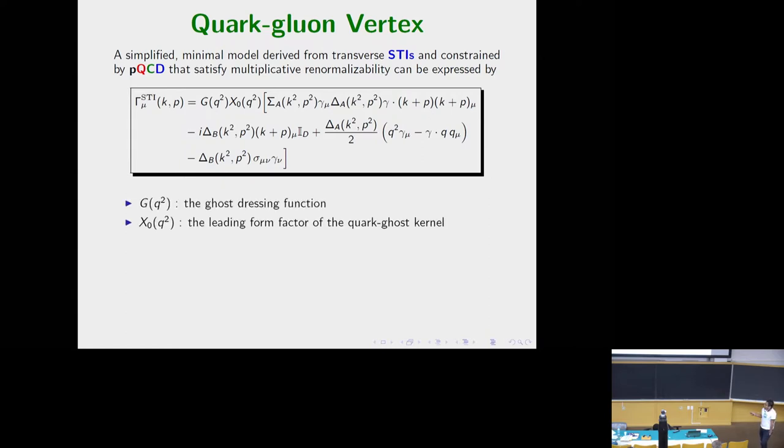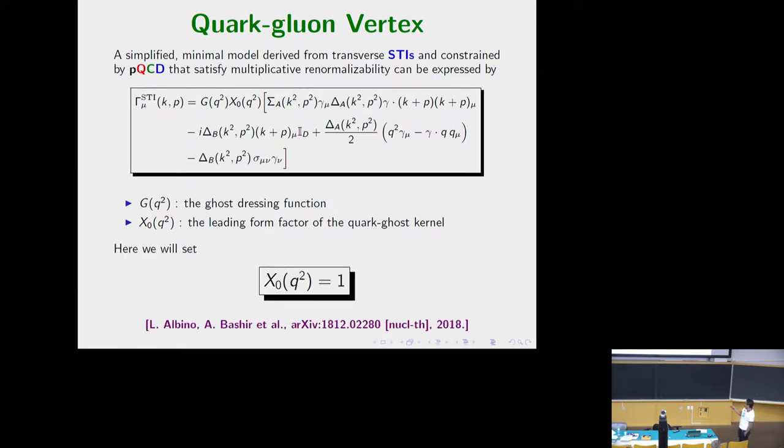Okay, in this expression, I left out some relevant tensor structures. It is in order to have a simplified minimal model. Where this G is the ghost dressing function, and this H0 is the leading form factor of the quark-ghost kernel. Of course, it is possible to include more form factors, but for the present purpose, we neglected their contribution, and also we set this form factor equal to 1.